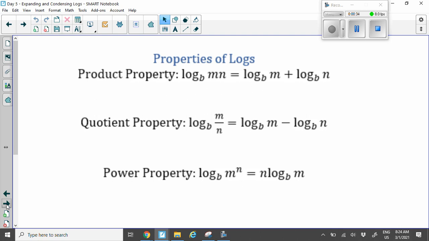Okay, the quotient property. So log base b of m divided by n is the same as saying log base b of m minus log base b of n. So here's our expanding, and then when it's m divided by n, that's when we condense.